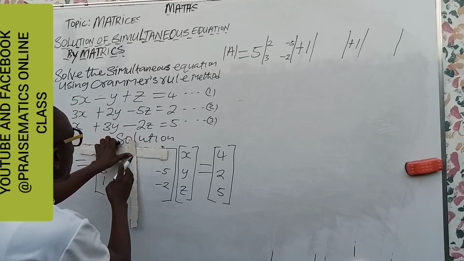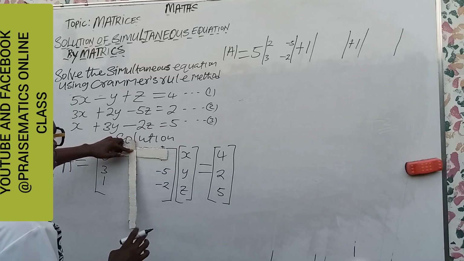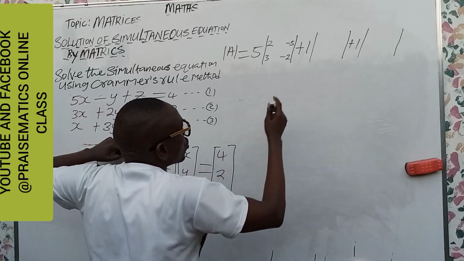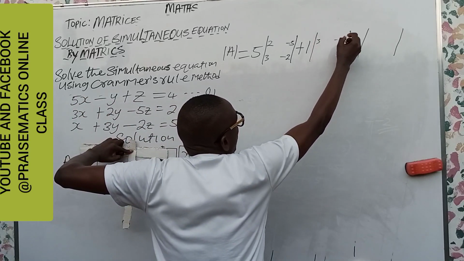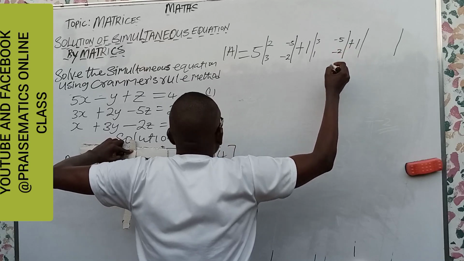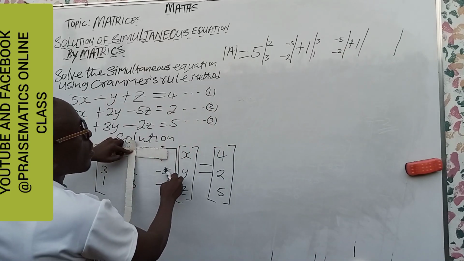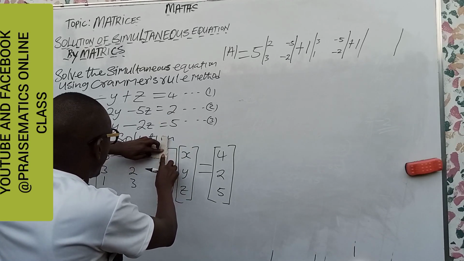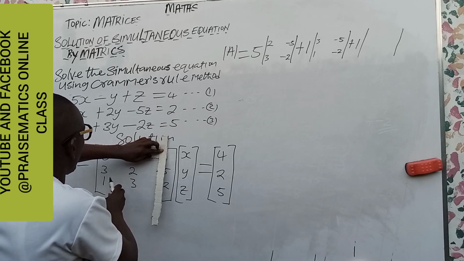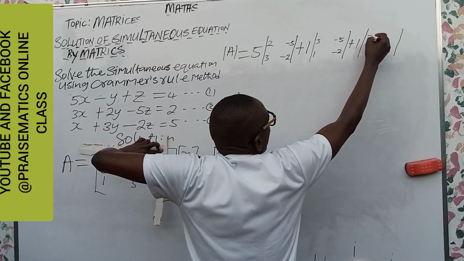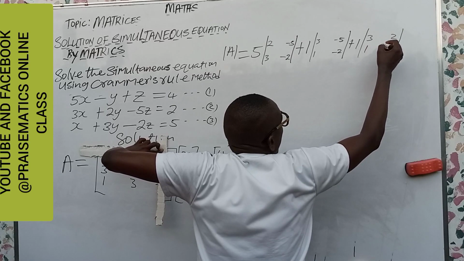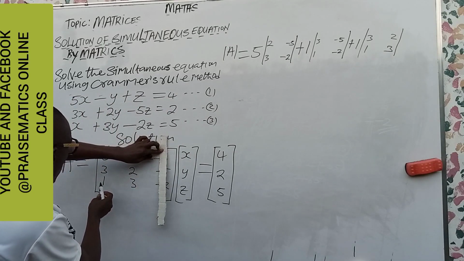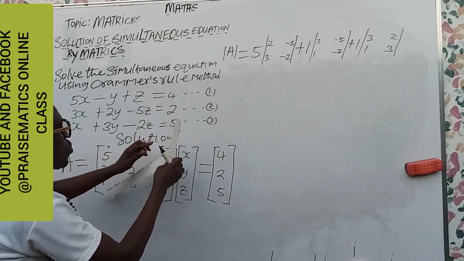Now maintain the constant. That first row, you maintain it. Don't bring it. Remain constant. What do we have here? 3, -5, 1, -2. That is 3, 1, -5, -2. Okay, change the column. What do we have here? We are left with 3, 2, 1, 3. We are done to get our determinant of A.